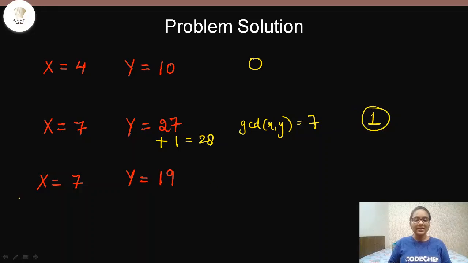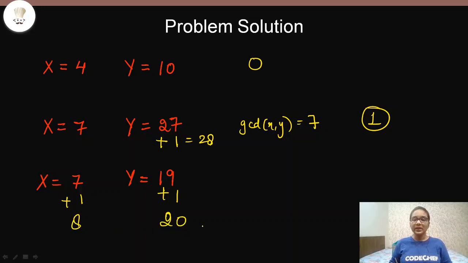Now in the last case, we have 7 and 19. Here we will have to increment both of these values by 1, because both of them are odd and they do not have any common divisor. So that's why we will increment both of them, make it 8 and make it 20.